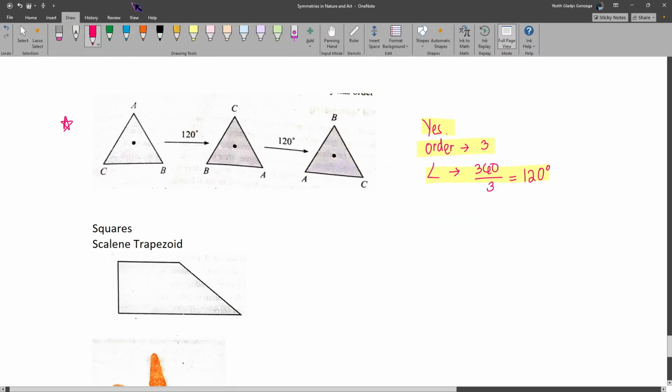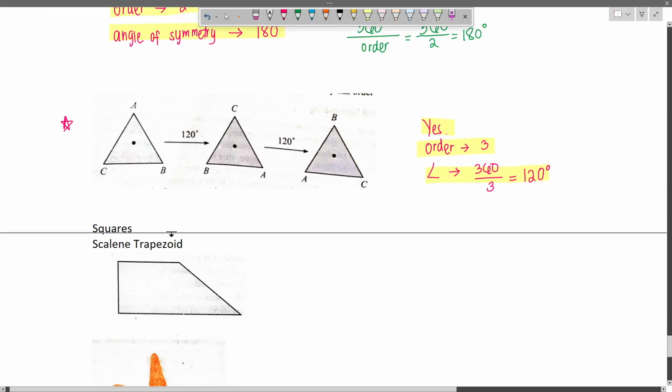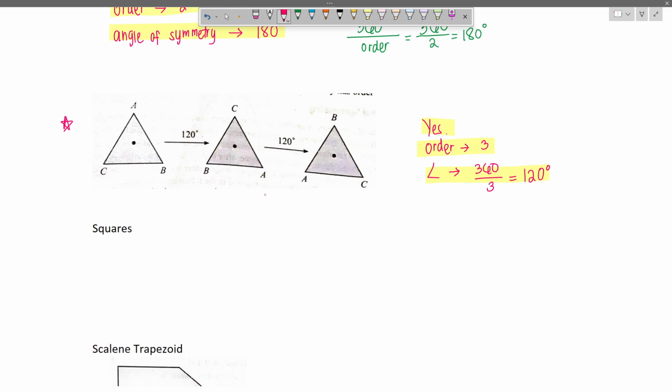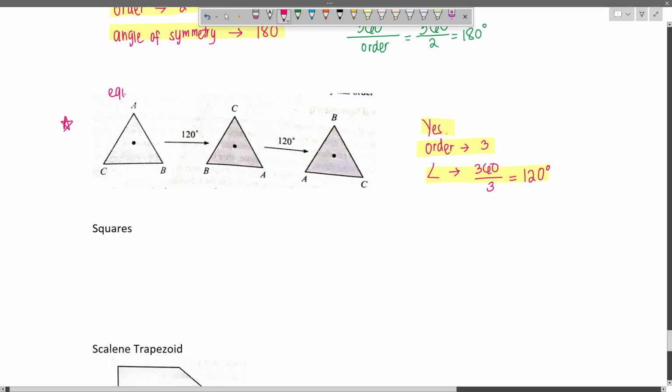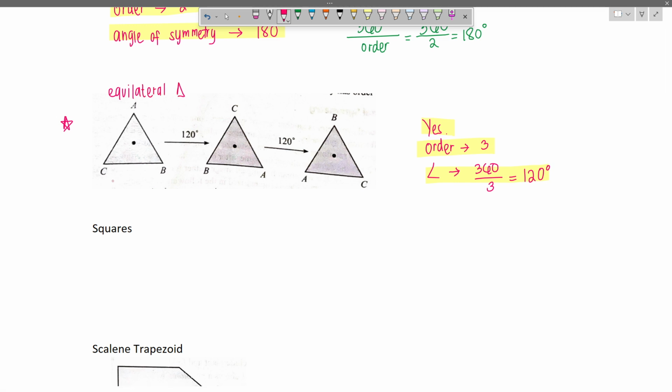Next, we have here an equilateral triangle. This means that all sides are congruent. Once we rotate it 120 degrees, we will have the same image. So that's order 1, order 2, and then we go back here, so that's order 3. So the order is 3. Yes, it has rotational symmetry, and the angle is 360 divided by 3, or 120.